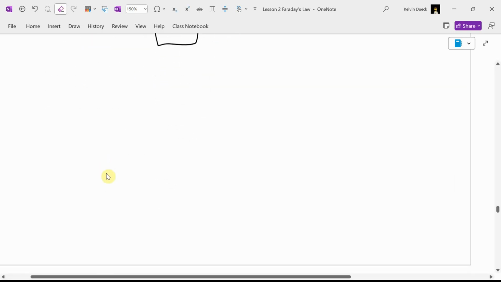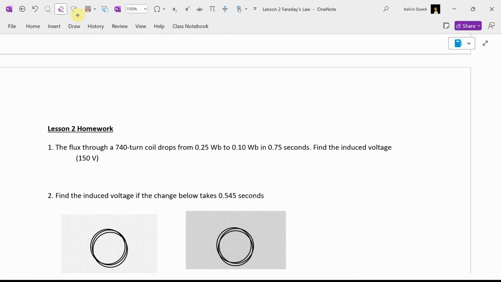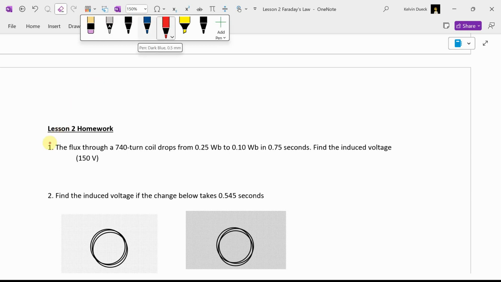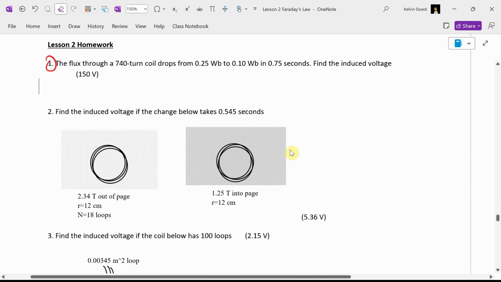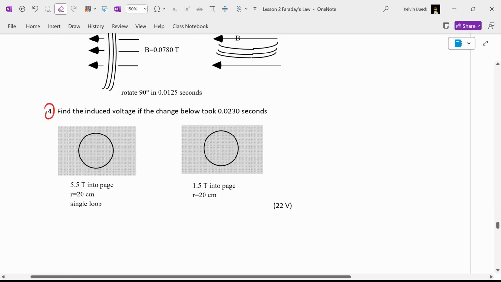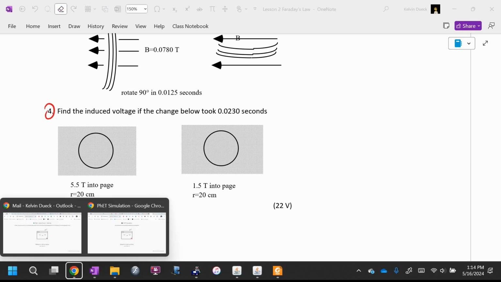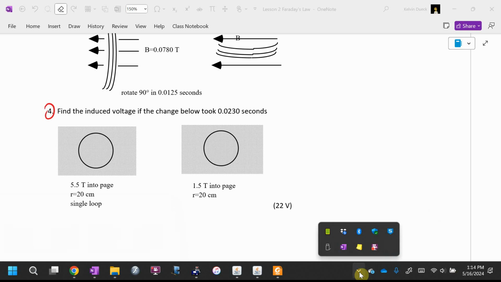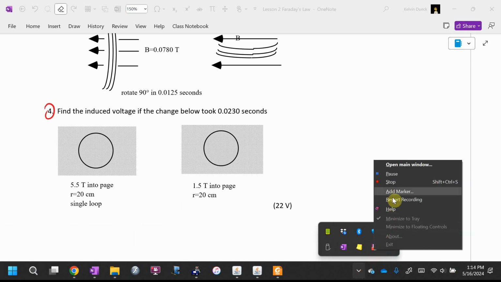Okay. What's your homework? You can try number one. You can try number two. You can try number three. And you can try number four. And I'm going to hit pause there because a lot of you are still working on the homework from last day and you're working on your Playland amusement park physics. So you got about 15 minutes. You can probably get today's homework done in class.